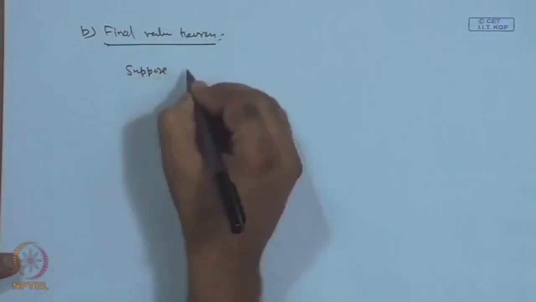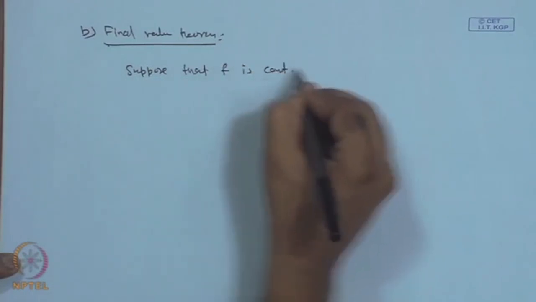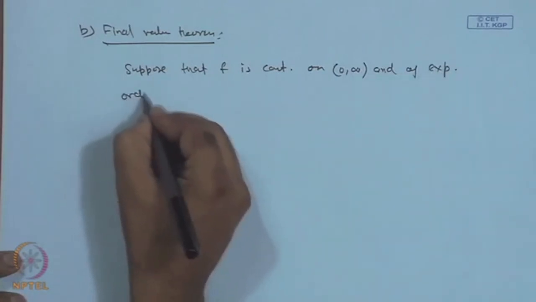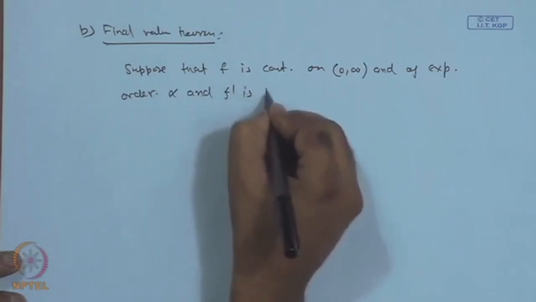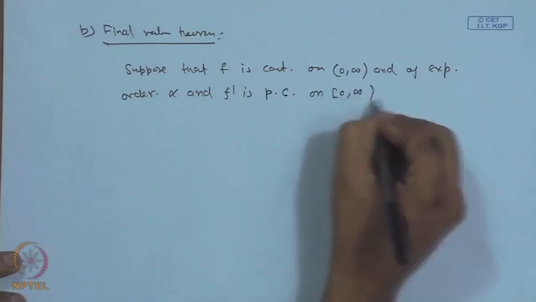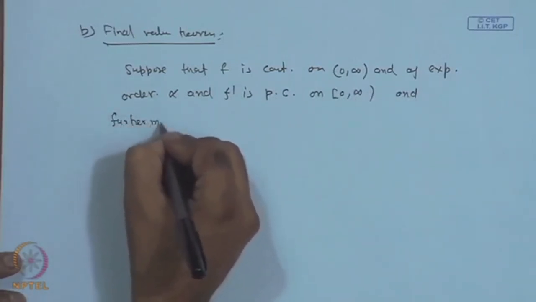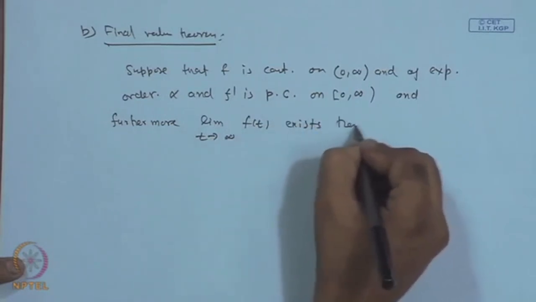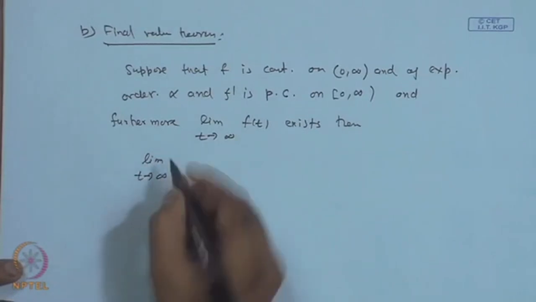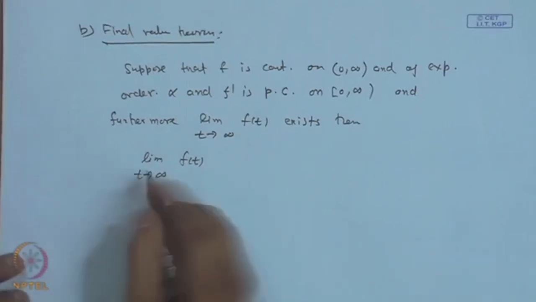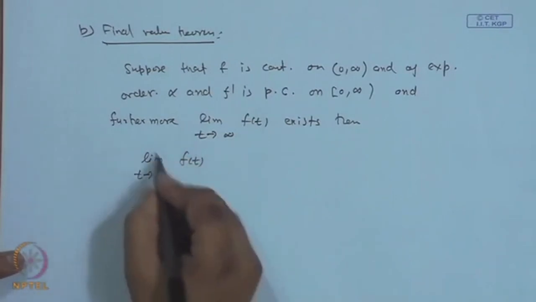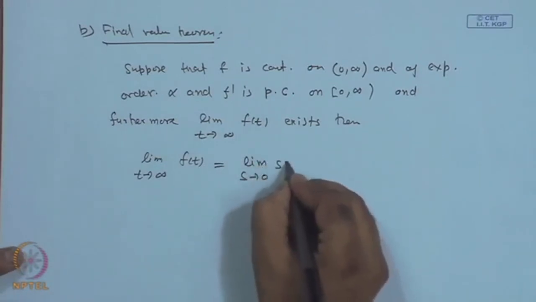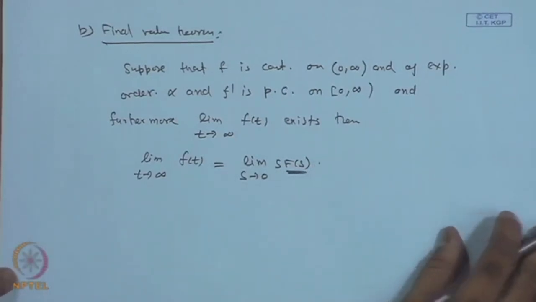So, suppose that f is continuous on 0 to infinity and of exponential order alpha, and f prime is piecewise continuous on 0 to infinity, and furthermore the limit as t approaches infinity of f(t) exists, then the limit as t approaches infinity of f(t) equals the limit as s approaches 0 of s F(s). So, in this case we are taking the limit as t approaches infinity instead of t approaches 0 as in the earlier initial value theorem, and F(s) is the Laplace transform of f(t).